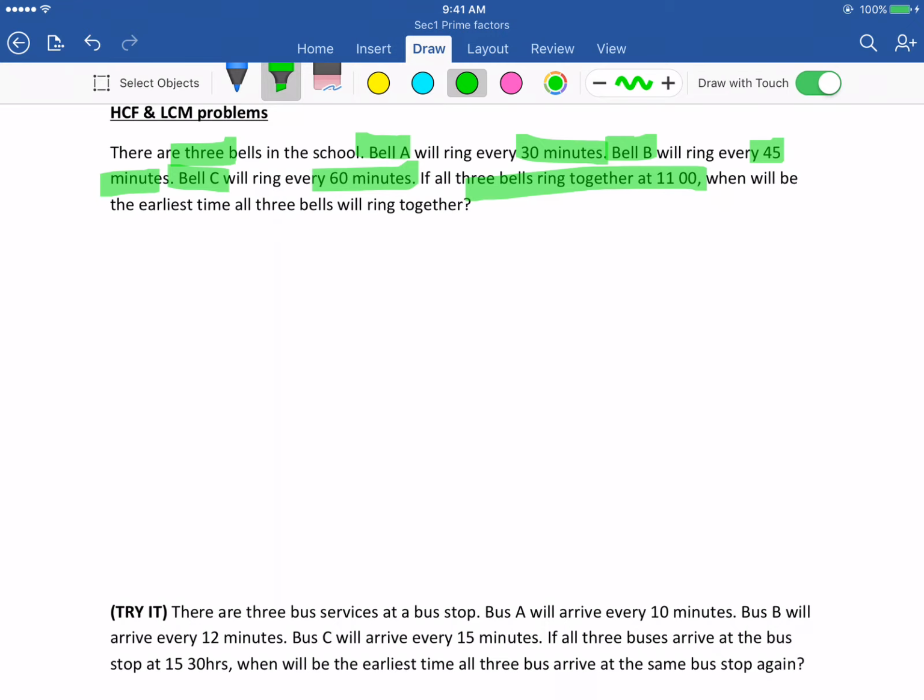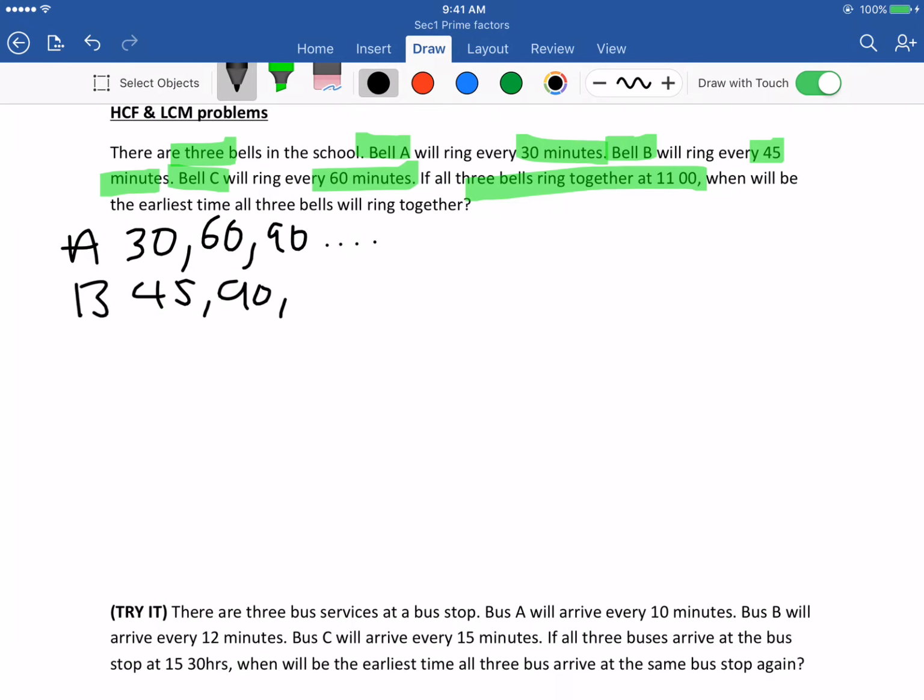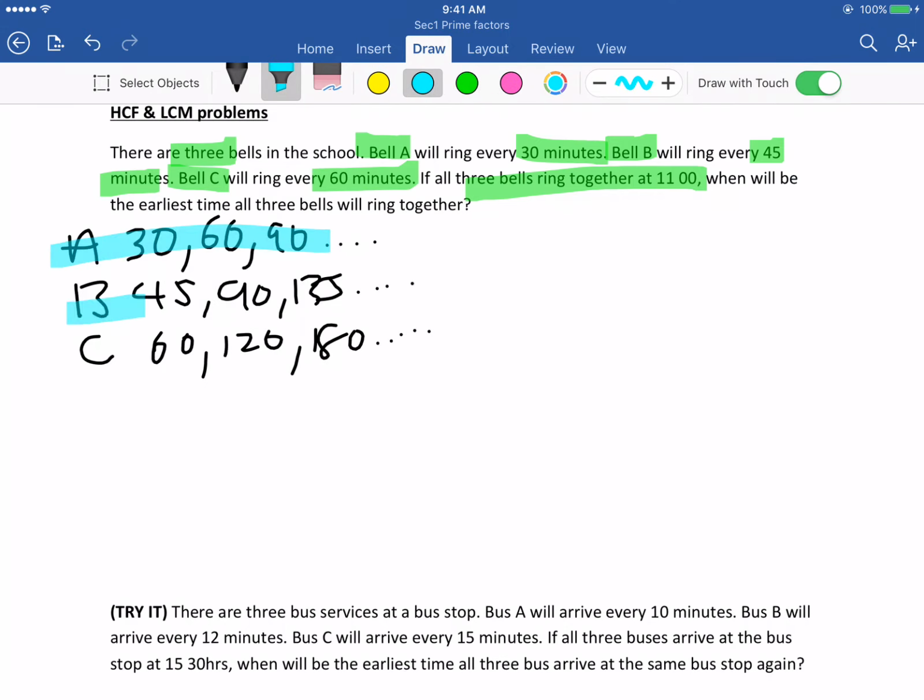So this is what you do. You ask yourself, bell A will ring every 30 minutes. So bell A will ring at 30 minutes. The next time will be 60 minutes because it's multiples of 30. How about B? It'll ring at 45 and then what? 90, 135, so on and so forth. C, 60, 120, 180, so on and so forth. So you can see what I did here is we are trying to list out the multiples. So indirectly we are trying to find the lowest common multiple within these three.